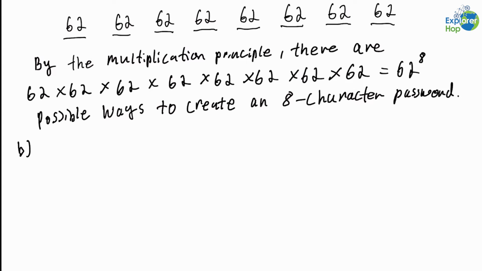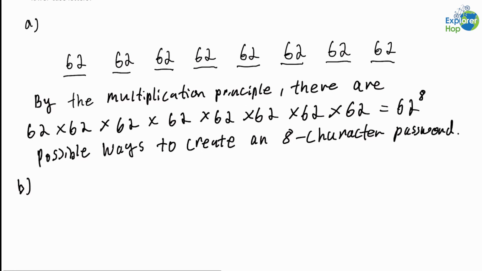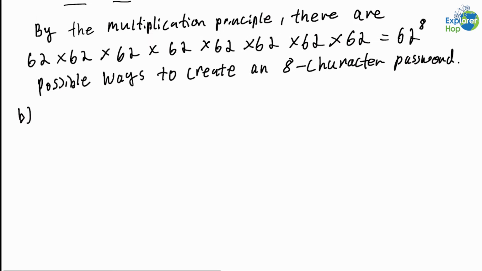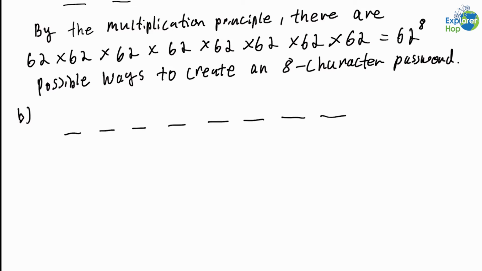For part B, we're told that the password must start with 2 digits, followed by 4 capital letters, and then it must end with 2 lowercase letters. Once again, let's draw out all of the placements. From here, we have 10 possibilities for the first 2 placements, since they have to be digits, and we have 10 digits to choose from. We have 26 possibilities for the following 4 placements, since they must be capital letters, and we have 26 capital letters to choose from. And finally, we have 26 possibilities for the last 2 placements, since they have to be lowercase letters.